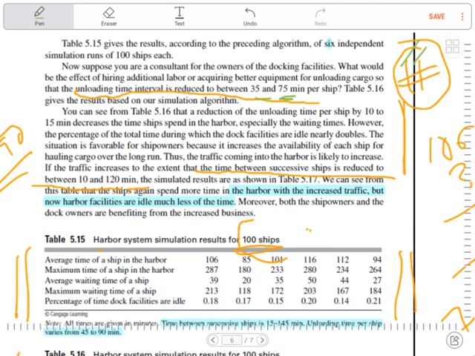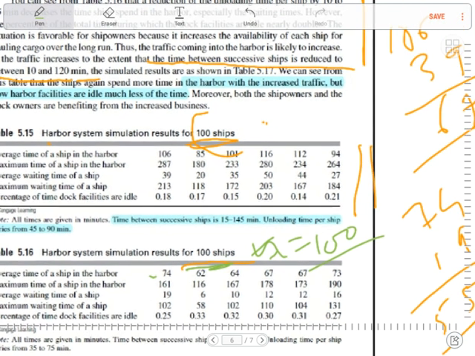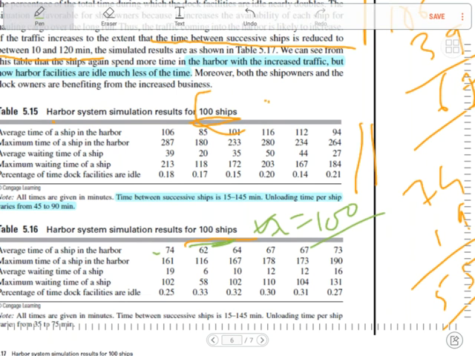Accordingly, once we have modified our algorithm, Table 5.16 comes out. Just one example they are giving: they have taken n equal to 100 in the simulation algorithm, so 100 ships are taken as the input, and these are coming as the outputs. Now you see one thing, we are decreasing the unloading time, so how do we get the unloading time per ship? The average time of a ship in the harbor is 74, and the average waiting time is 19.